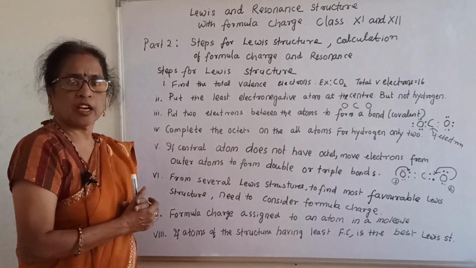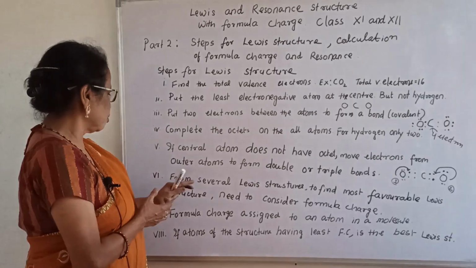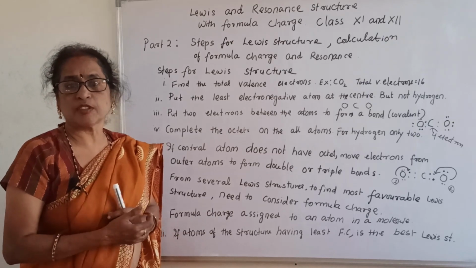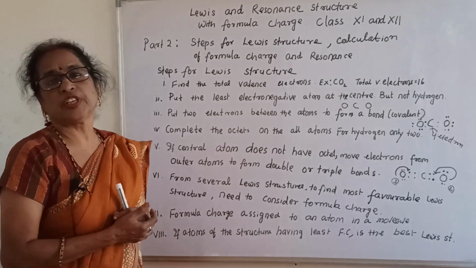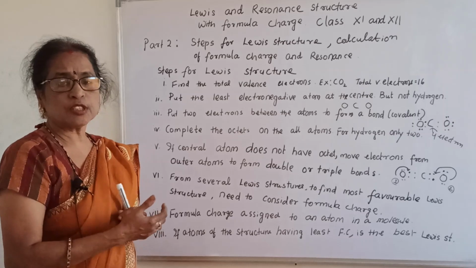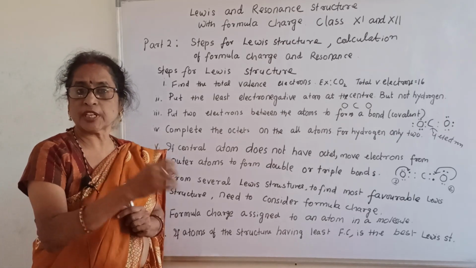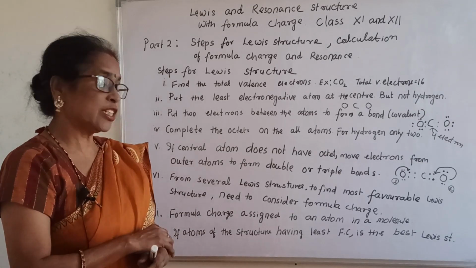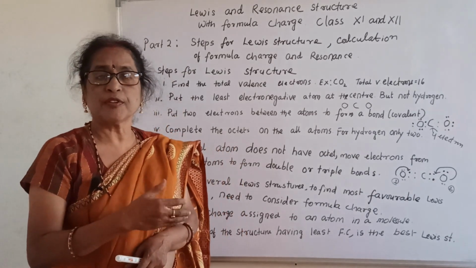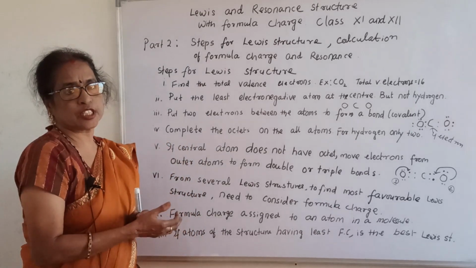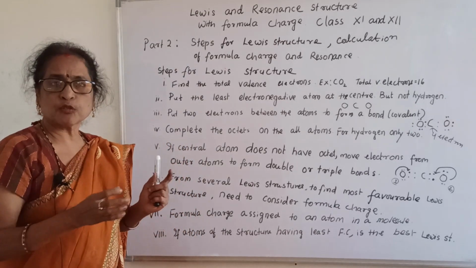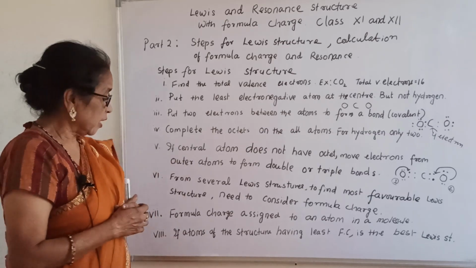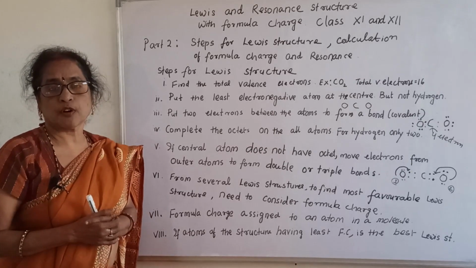Suppose in some molecules so many Lewis structures are formed, then how can you know which is the best structure? For that we need to calculate the formal charge. What is formal charge? Formal charge is given to a particular atom in a molecule. When you calculate the formal charge, the structure with the least value is the best Lewis structure, and from the many Lewis structures formed, the resonance structure develops. Then we will see how to calculate formal charge.